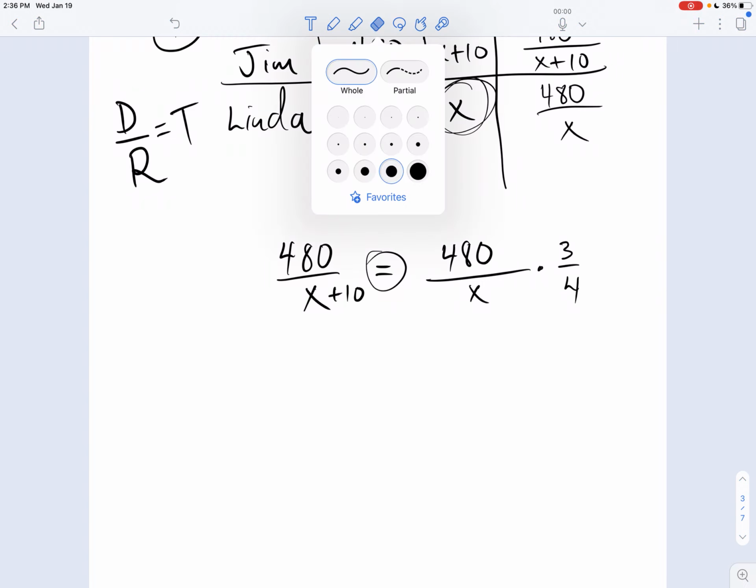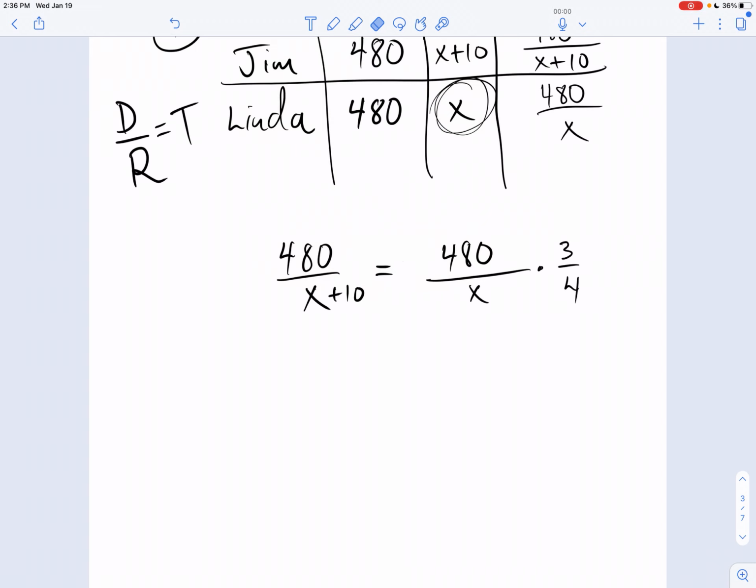I'm just going to erase that part right there. Now let's clean this up a little bit. 4 goes into that 120 times, 3 times. So what I'm trying to do is write this so that it's an easier problem. 120 times 3, that would be 360 over x.